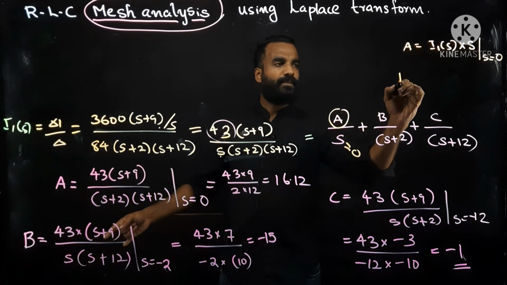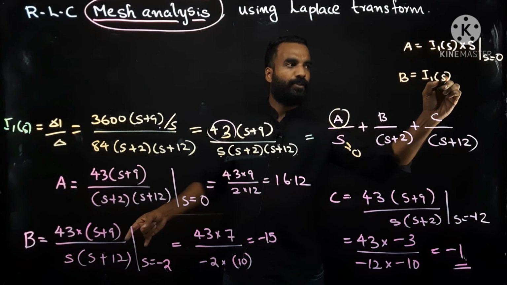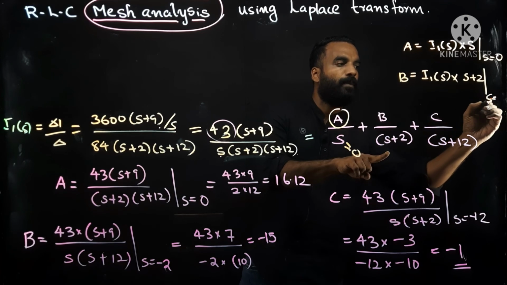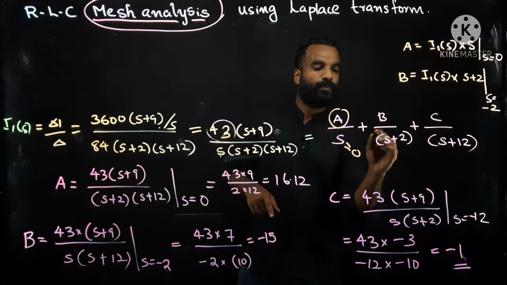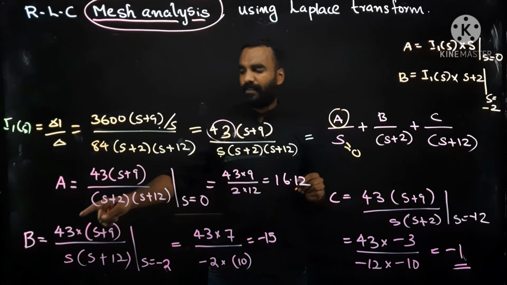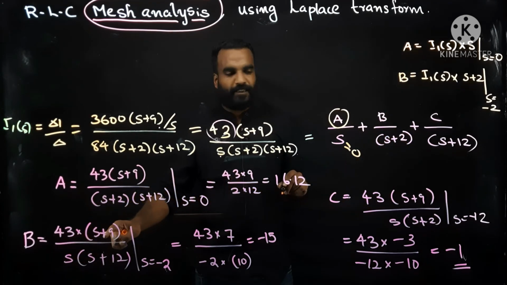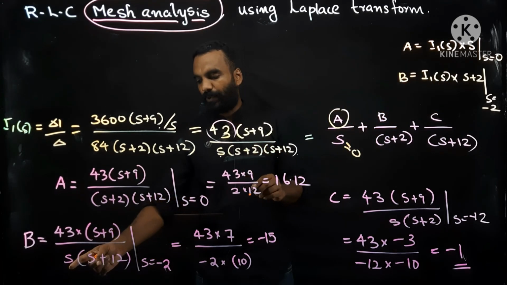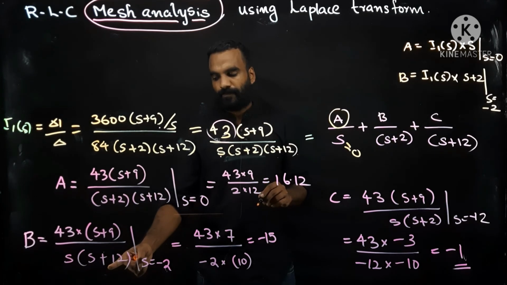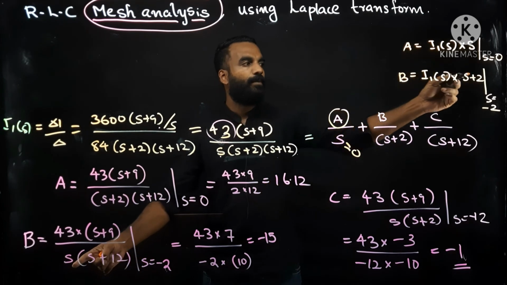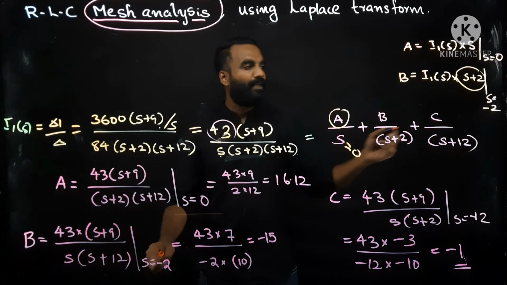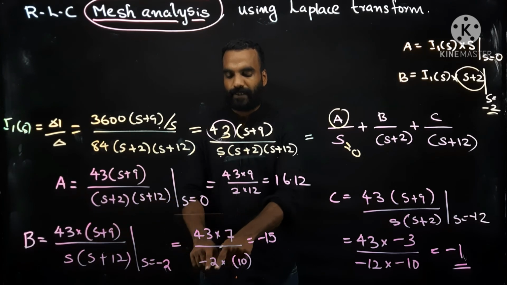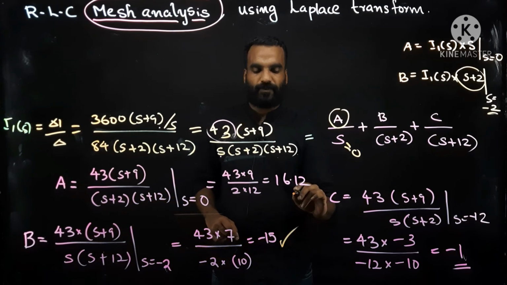For the step of B, B is equal to I1 of s into the denominator of B, s plus 2, and put s equal to minus 2. How did I get minus 2? From the denominator of B. This is the step: 43 into s plus 9, and the s plus 2 in the denominator gets cancelled by this multiplication, into s plus 12. Put s equal to minus 2. So this will become 43 into 7 by minus 2 into 10. It will become minus 15.